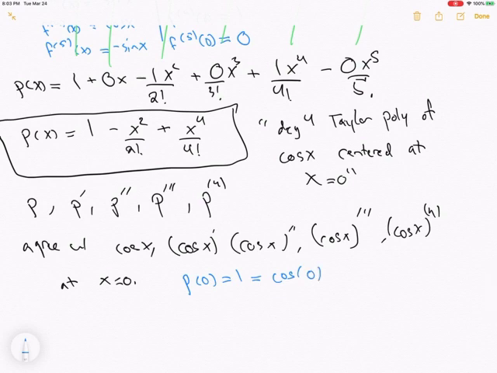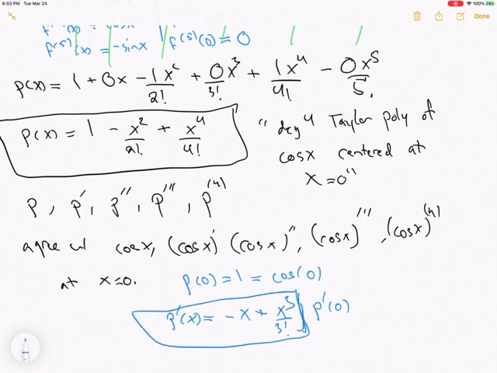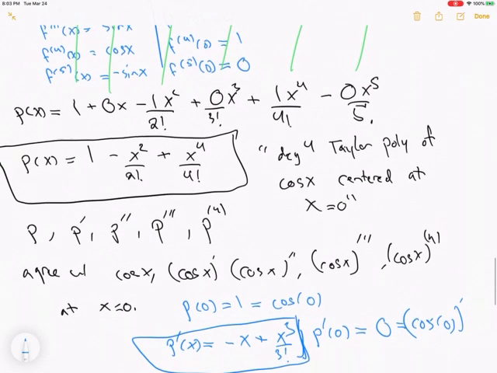and then of course that's the same as cos of 0. If you take the first derivative, p prime of x, use the power rule, you get minus x plus x to the 3 over 3 factorial. So if you plug in 0, that's what you get. So if you plug in 0, you get 0 again, and of course that is the same thing as the derivative of cos, which is minus sine. Sine of 0 is 0, so this is the same thing as cos prime at 0. It's bad notation, but that's just how these things work.